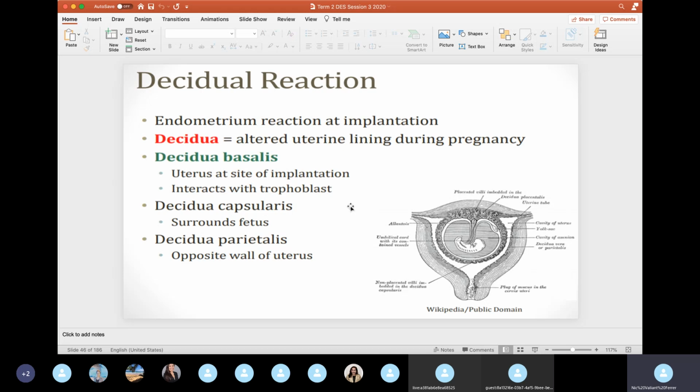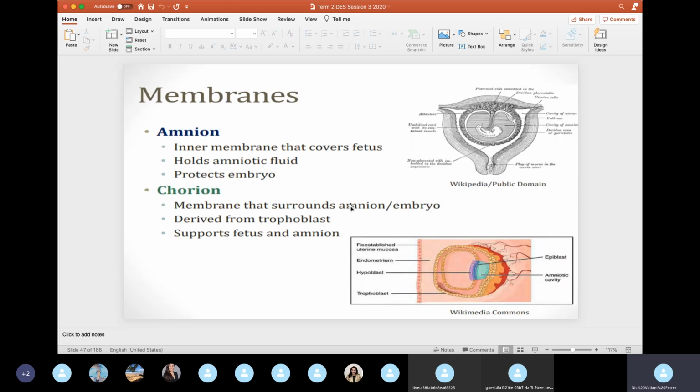The decidua capsularis surrounds the fetus. Decidua parietalis is found in the opposite wall of the uterus. What's high yield here? Decidua basalis. This is the site of implantation, and this interacts with trophoblast.